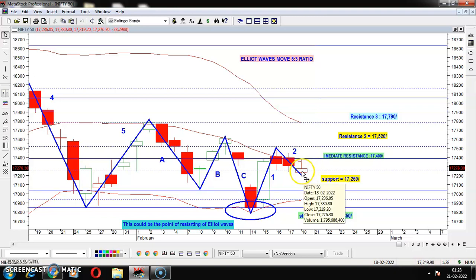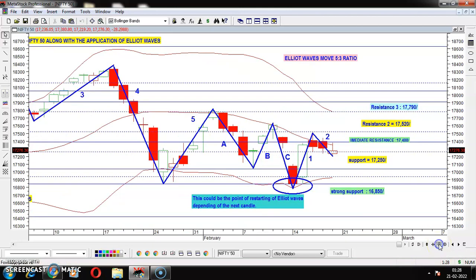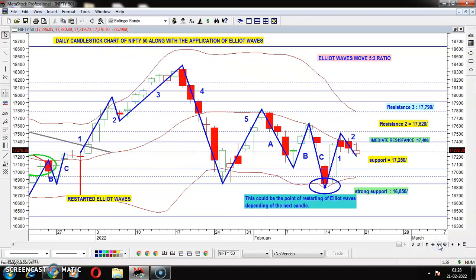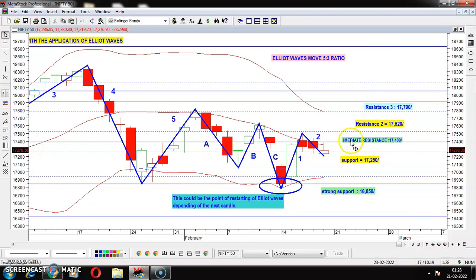So as far as candlestick pattern is concerned, this is a bullish candle, but we cannot come to any conclusion whether it should go towards upside or downside. For that, we have to consider some technical parameters. Initially, I have already plotted Elliott waves over here, and earlier also I've told you how the Elliott wave moves in the market.